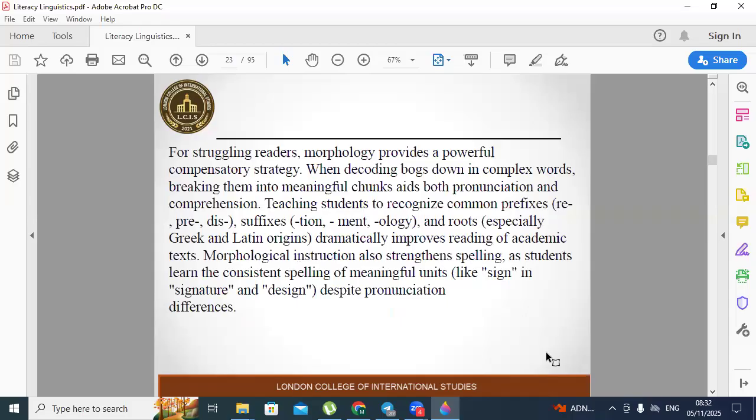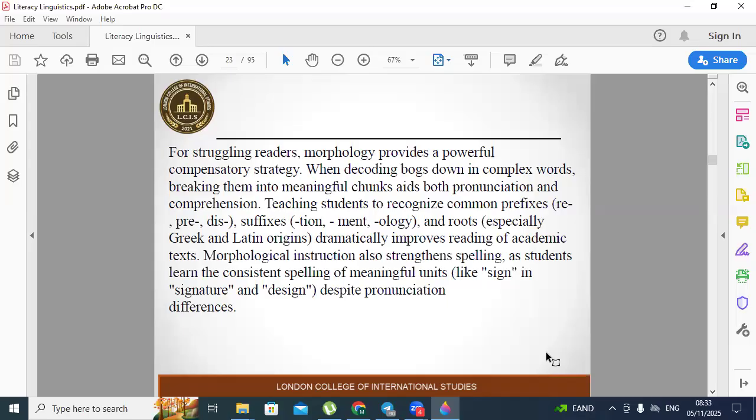Morphology as compensatory strategy. Now let's explore how morphology provides a powerful compensatory strategy for struggling readers. When decoding bogs down in complex words, breaking them into meaningful chunks aids both pronunciation and comprehension. Consider a student who encounters the word unbelievable.